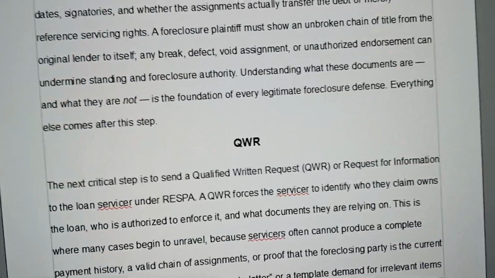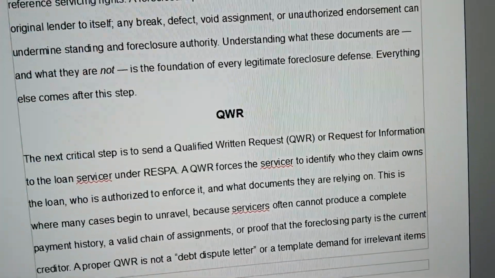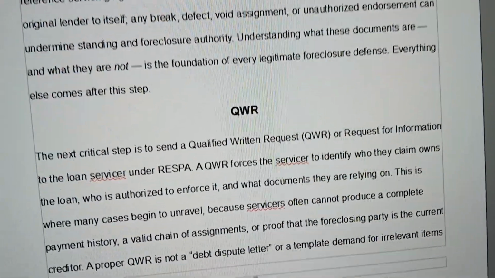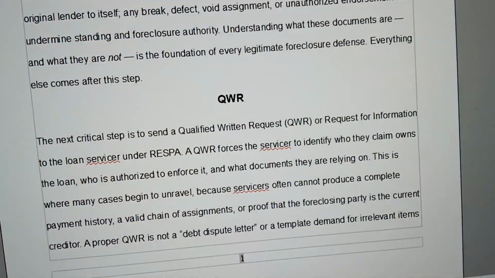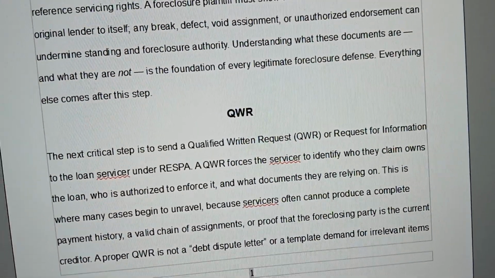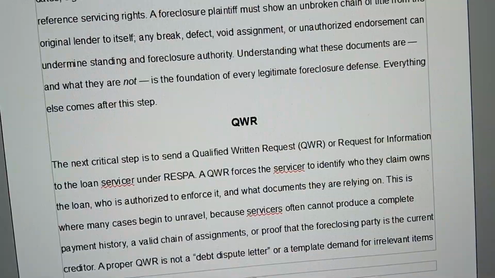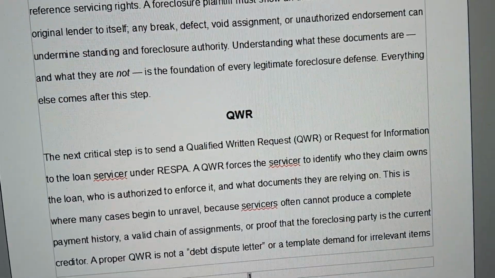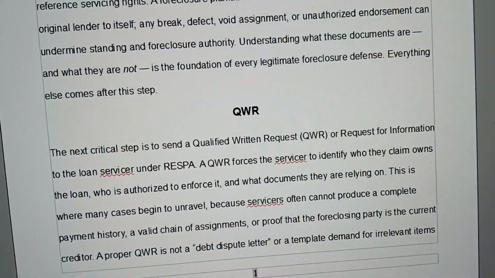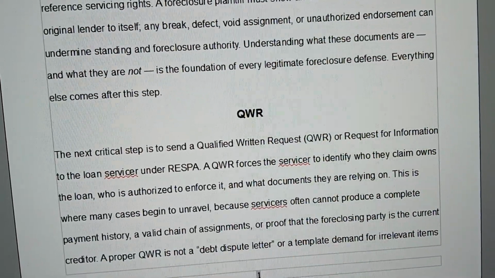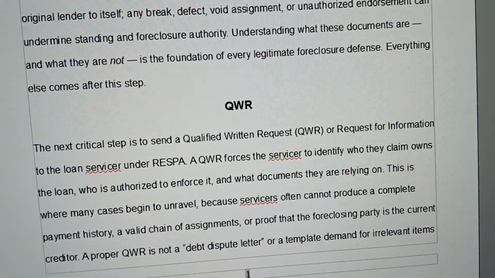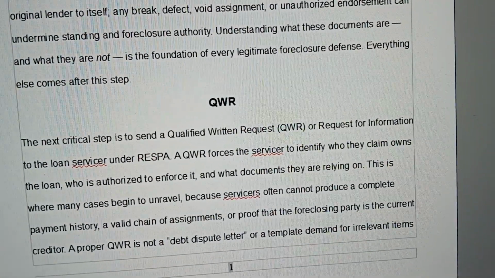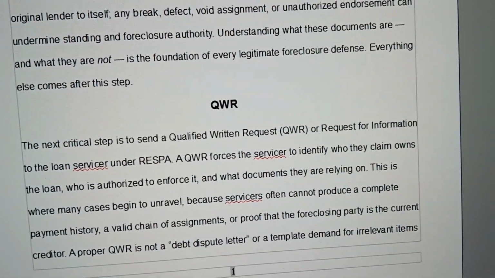QWR. The next critical step is to send a qualified written request, or QWR, or request for information to the loan servicer under RESPA. A QWR forces the servicer to identify who they claim owns the loan, who is authorized to enforce it, and what documents they are relying on. This is where many cases begin to unravel, because servicers often cannot produce a complete payment history, a valid chain of assignments, or proof that the foreclosing party is the current creditor.